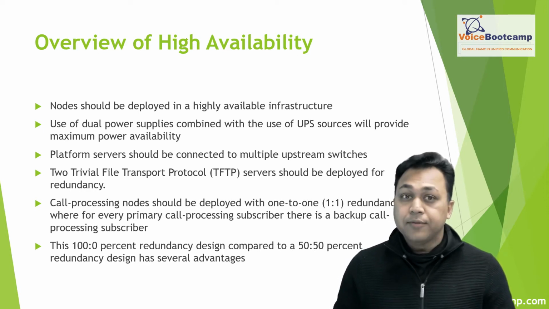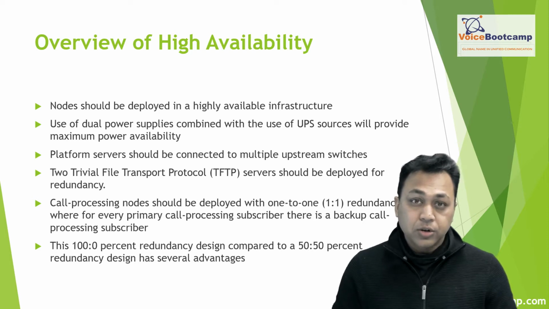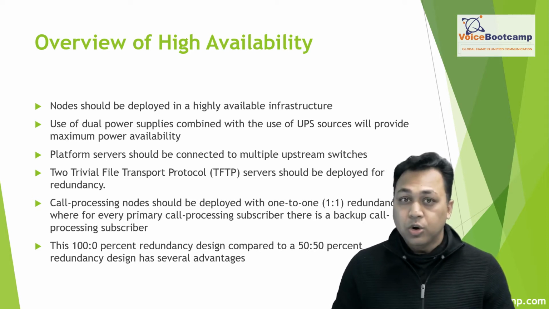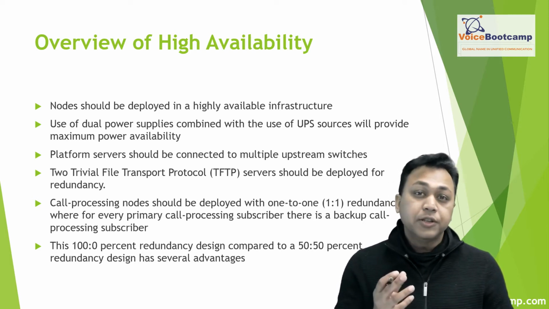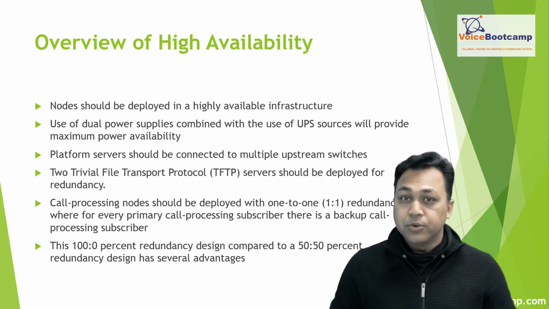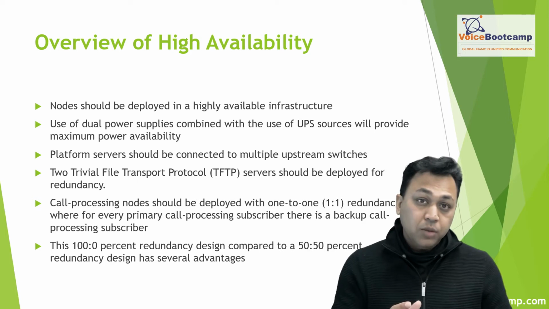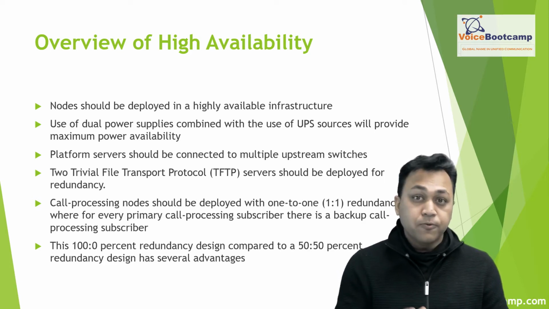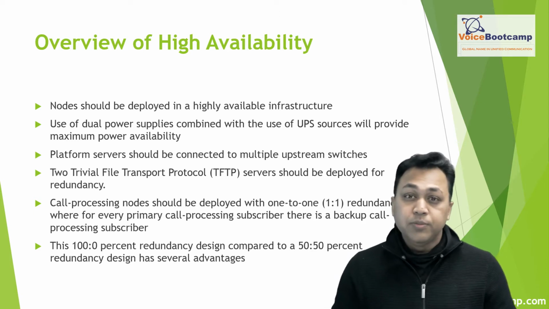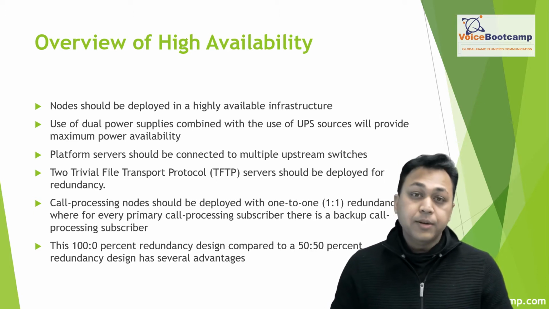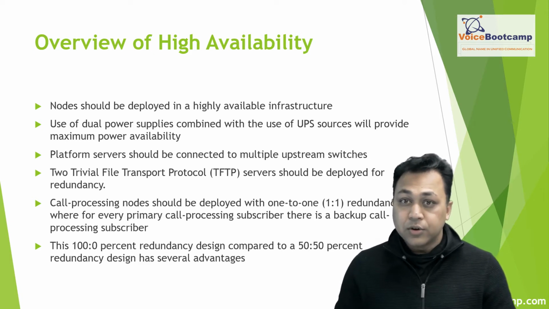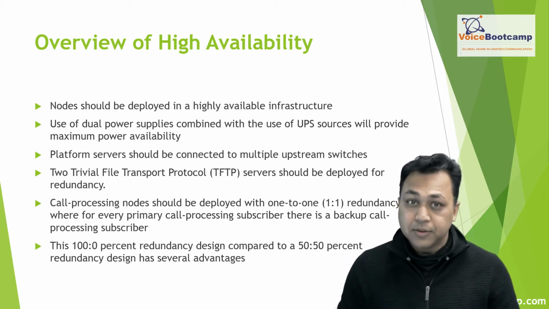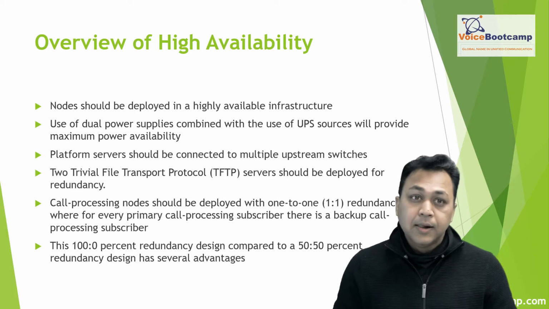You should have at least two TFTP servers, or Trivial File Transfer Protocol servers, which are basically used by the Cisco phone to download the configuration file, and they should be deployed for redundancy. The call processing node, which is a server responsible for registering phones and processing your calls, should be deployed in a one-to-one redundancy, where for every primary call processing subscriber, there is a backup call processing subscriber available.